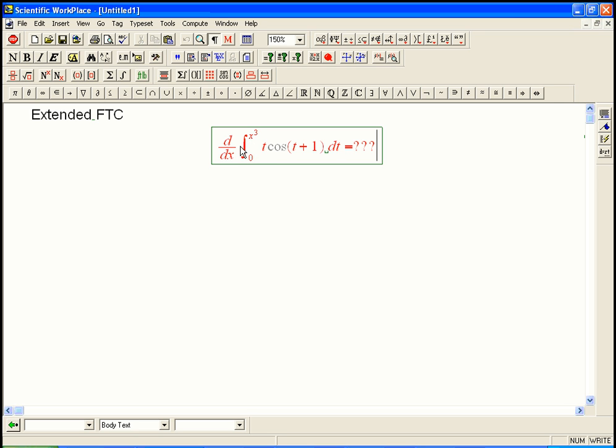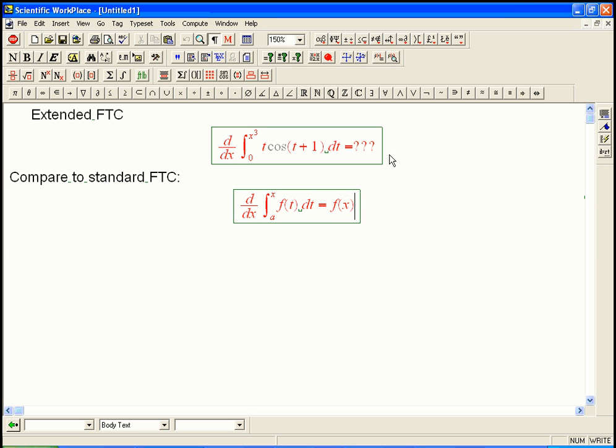What happens if I have a function, like an integral here, that's got an integrand, and then I integrate from some constant to a complicated variable upper endpoint, not just x, and then I differentiate that with respect to x. So we want to compare to the standard version of this half of FTC, which says that if I take the derivative of an integral with a fixed lower endpoint but a variable upper endpoint, then I just get the value of the function of the upper endpoint.